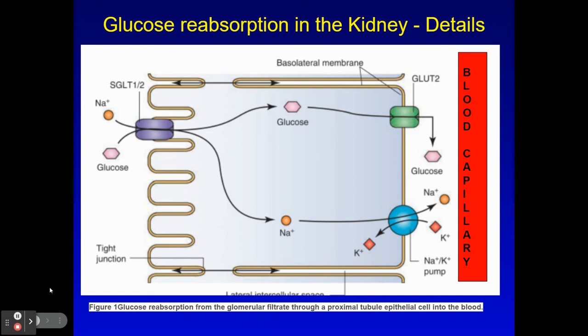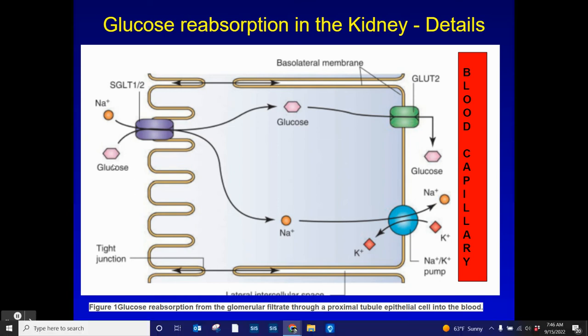So let's look at this particular diagram, and this is an important diagram to know. What you see here is the glomerular capsule. This is where the blood is being filtered, and this would be the filtrate. You can see that there's a high level of glucose in here and a high level of sodium. Now, this is the sodium glucose transporter.